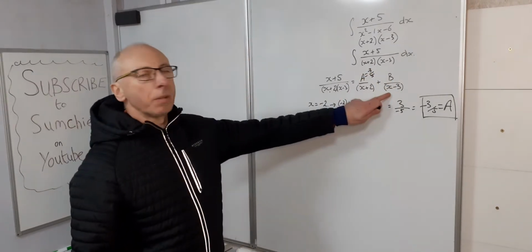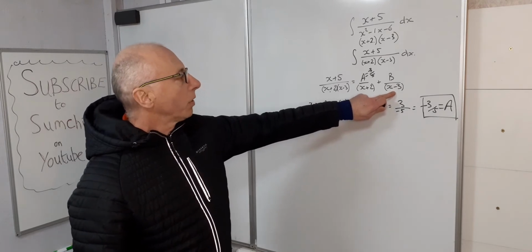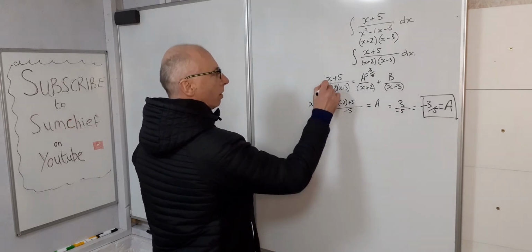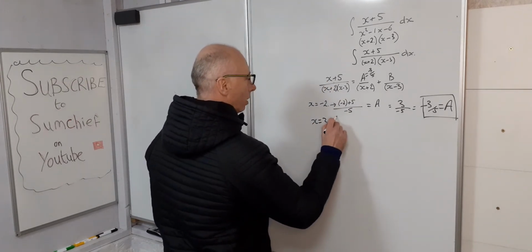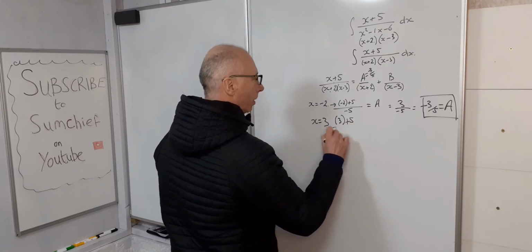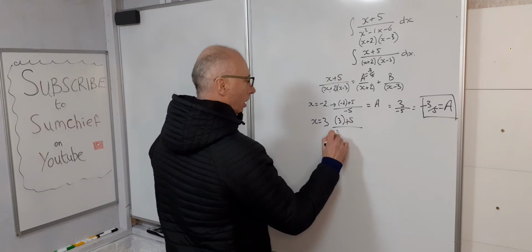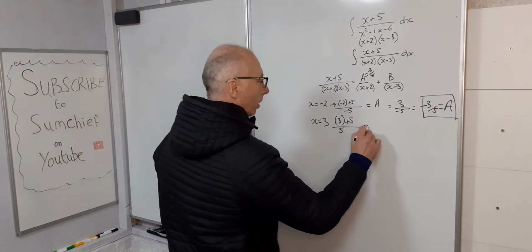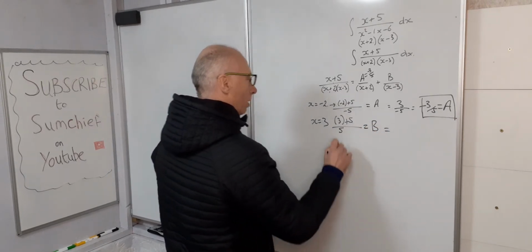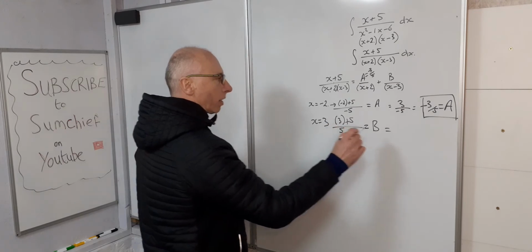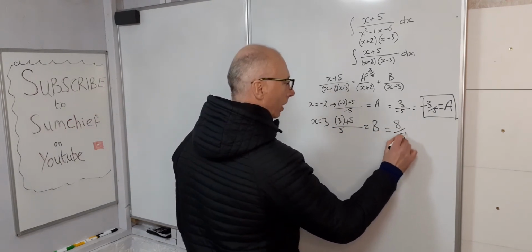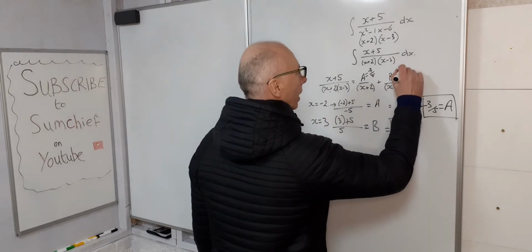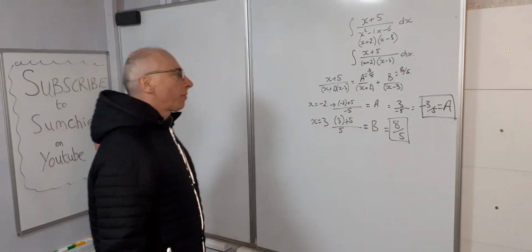Okay, now let's work out the b. So for the b to disappear, we have to plug in x equals 3. So for x equals 3, plugging in x equals 3 into this, we've got 3 plus 5. 3 plus 2 is 5, that's easy. And then this one disappears, so that's ignored. And then that will give us the b value. Simplifying this out, 3 plus 5 is 8, 8 over 5. And as there's no minus sign, we just leave it there, and that's as simple as it will be. So b equals 8 over 5.